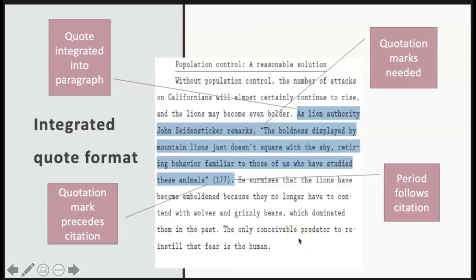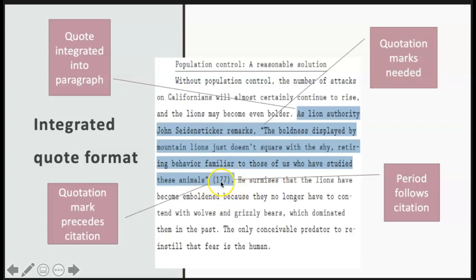Now, here's an example of an integrated quote. Notice within this paragraph, okay, this information from a source is worked in. Now, notice what the source information says. Lion authority John Seidensticker remarks. So we've tagged the author of that information, the one who actually wrote or said this. You've got the comma, then you've got the open quotes. You have the exact quoted material, close the quotes, no end punctuation until after the parentheses.